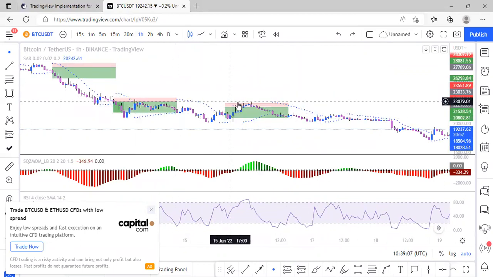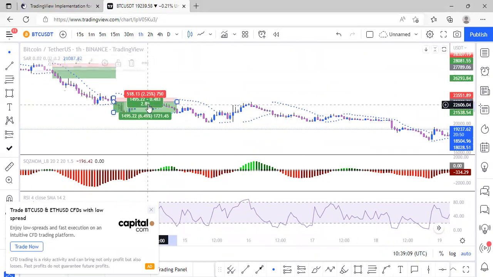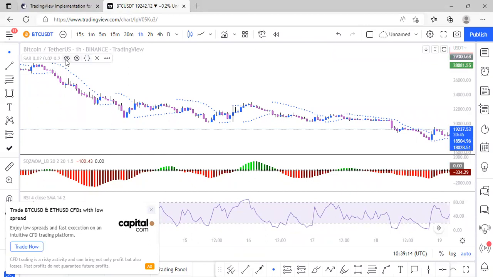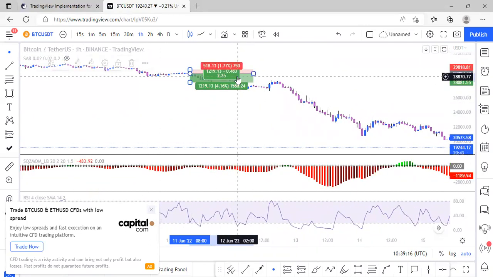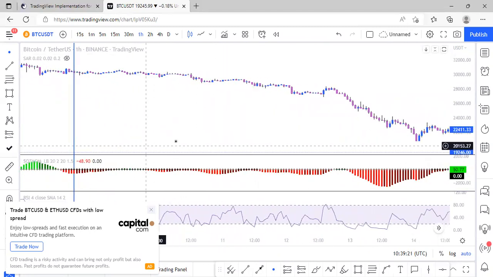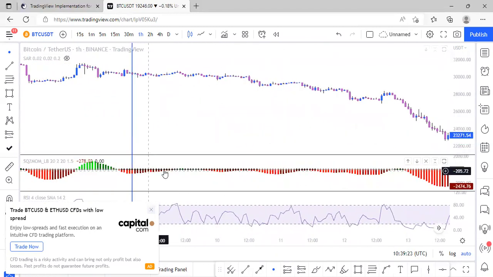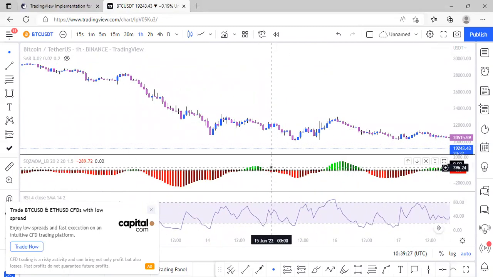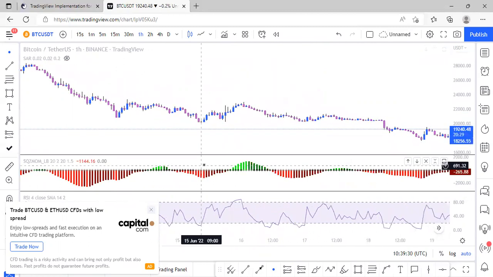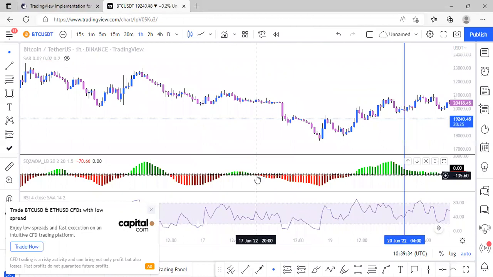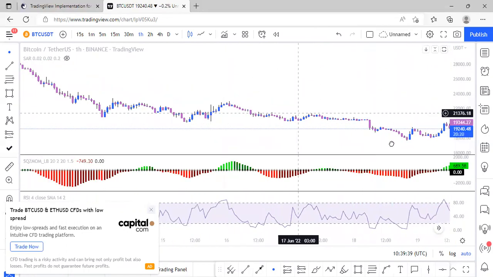Okay, so let me just delete this, and then hide the parabolic SAR. All right. So looking at this, we had a signal. The squeeze momentum has been bearish, so there was literally no fresh signal until up to this point where we had a signal and it was good, and then this point where we had another signal, it was good, and then we had another signal here, it was good. I mean, it was all win, win, win.